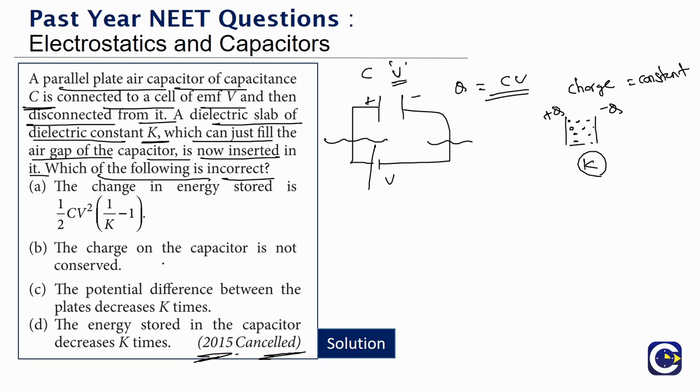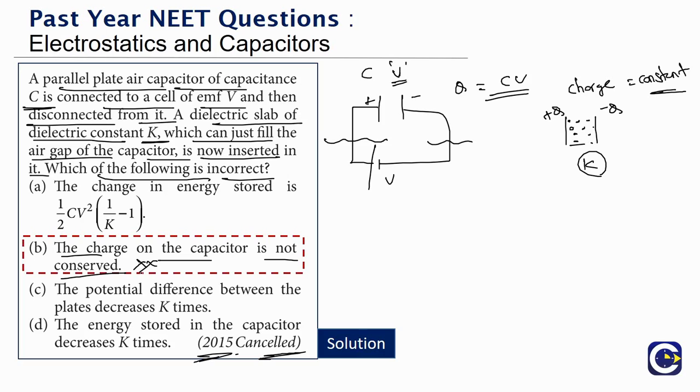So if we just take a look at these options, option B, what is option B telling us? The charge on the capacitor plates is not conserved. This is incorrect, right? Why? Because the moment we disconnect the capacitor from the cell, whatever the charge on the capacitor plates, this cannot escape anywhere. Means what? The charge is going to remain constant. Option B, they are saying the charge in the capacitor plates is not conserved. Means that is the incorrect statement. So okay, we got our answer. Option B is the incorrect one.